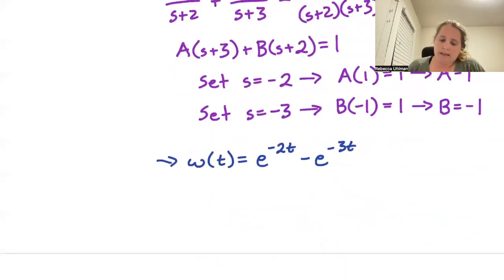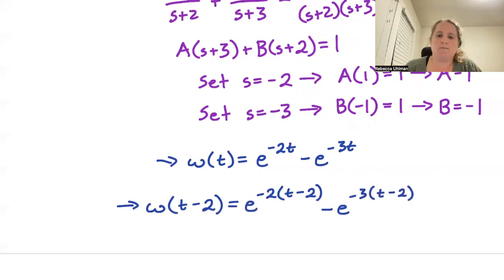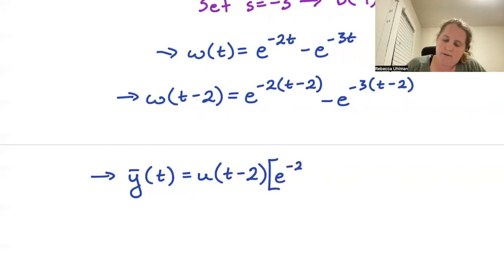So we have our w of t. Then we can find w of t minus 2. We're just going to replace all those t's with t minus 2. So we have e to the negative 2 times t minus 2 in the exponent, minus e to the negative 3 times t minus 2 in the exponent. So we get that our y bar of t is equal to u of t minus 2 times e to the negative 2 times t minus 2 minus e to the negative 3 times t minus 2.